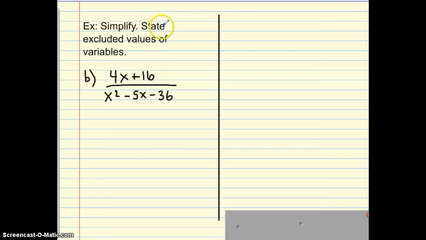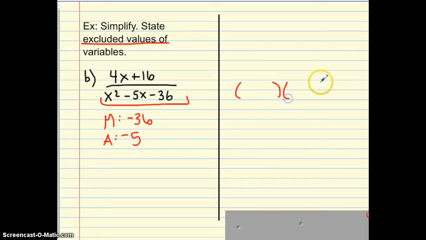Again, we're going to be simplifying. We're going to state excluded values of our variables. So the first thing we're going to want to do is factor this bottom piece. So we want stuff that multiplies to -36 and adds to -5. So that would be -9 and positive 4.